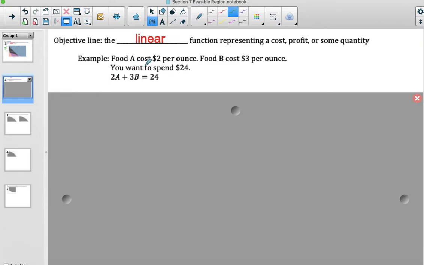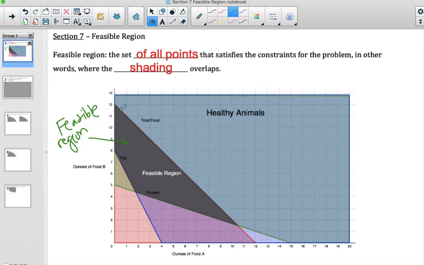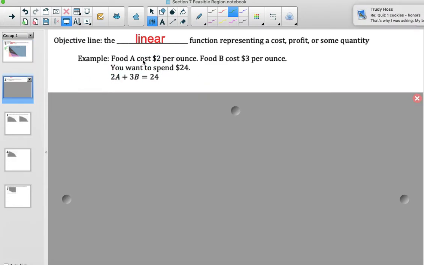For instance, let's say that this problem has an objective of pet food. Food A costs $2 per ounce and food B costs $3 per ounce, and we want to spend $24. If I want to spend exactly $24, this would be my objective: $2 times each A plus $3 times each B. This is my objective equation.